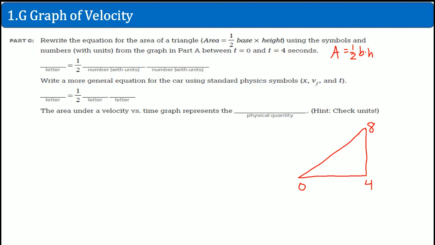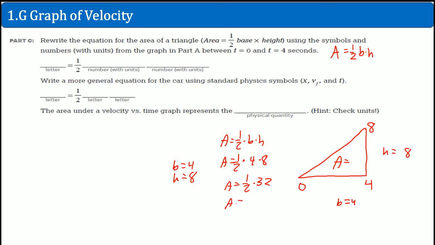Very straightforward. Let's find the area. The area is 1/2 base times height. The base is 4, so b equals 4 here. And the height here is 8, so height equals 8. So area equals 1/2, plug it in, base 4 times height 8. 1/2 times 32, which is the area, is equal to 16.